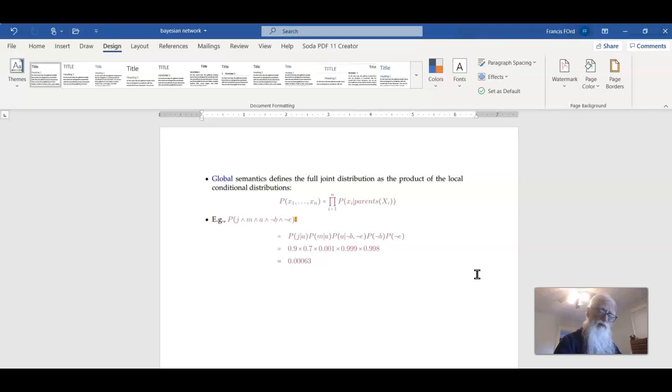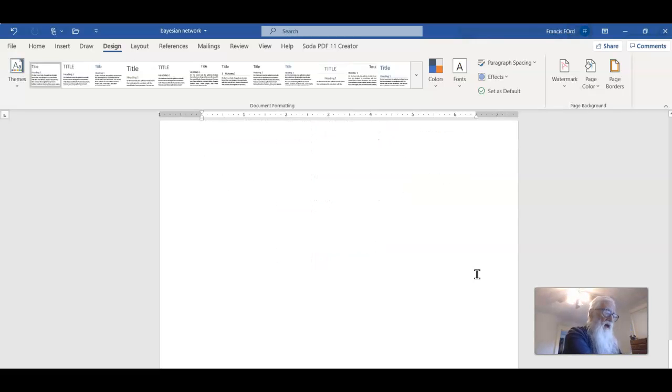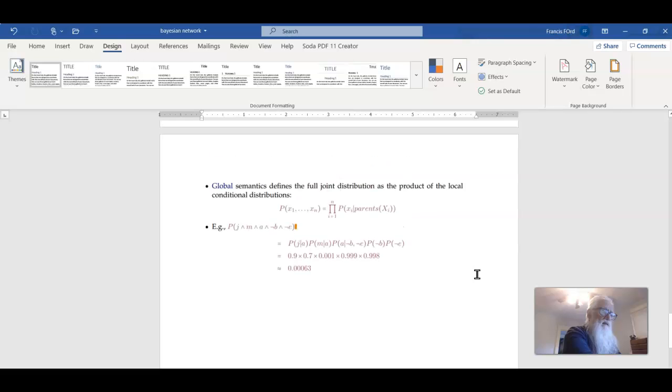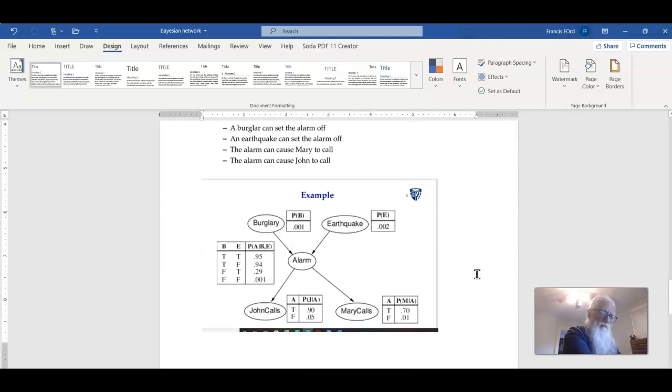This isn't the same one as above. This is slightly different. In other words, if the two of them call you, there's about a 0.00063 chance that there's neither a burglary or an earthquake. And you can compute this for other possibilities too. Now, that's roughly how this is done.